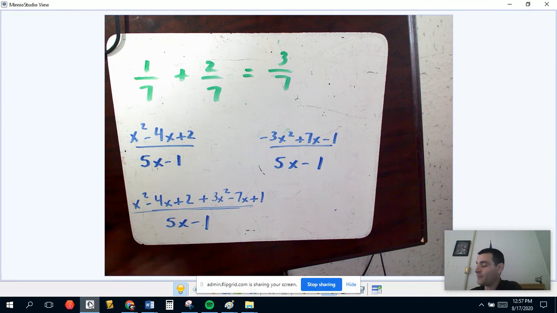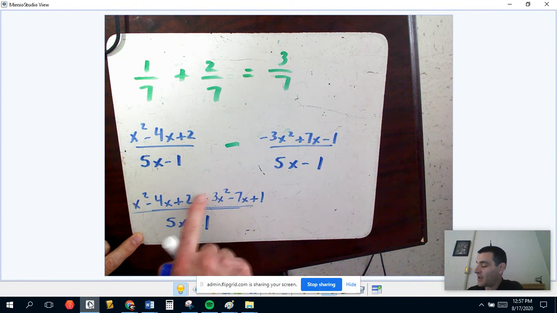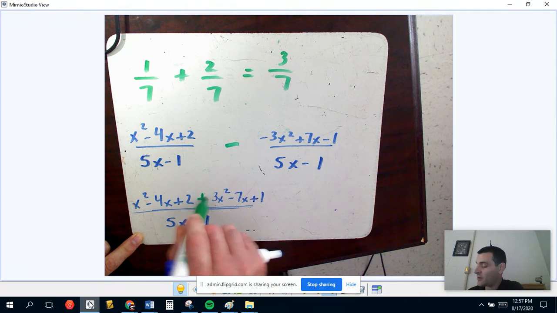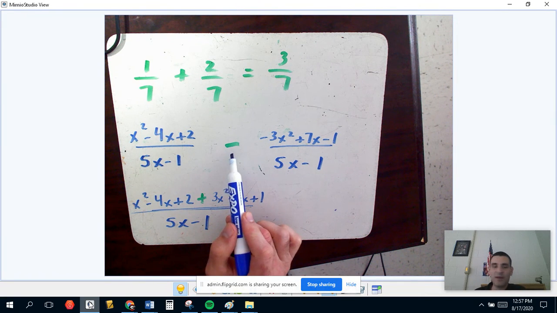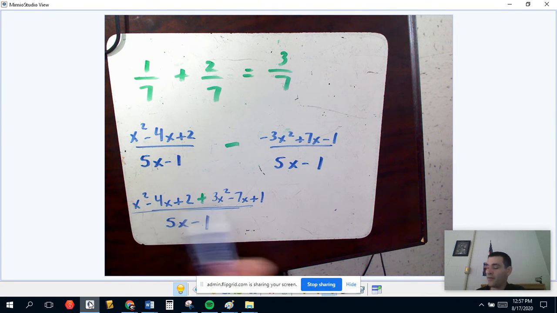I'll put it in green. That negative became that positive. And whether you want to put parentheses around these or not is up to you. They're not really necessary here because the fractions separate them anyway. But this stayed the same, but all these changed. Now, had this been a plus, they would have both been the same.